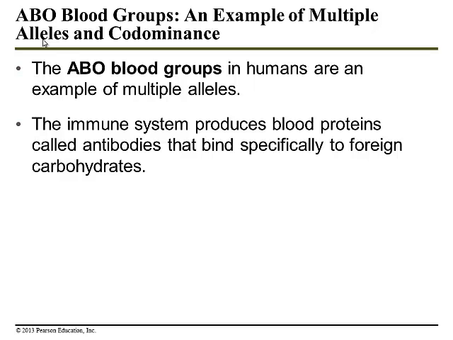Not to make anything even more confusing, but now we're talking about something called multiple alleles and codominance. So black or brown, red or white. Sometimes there's more than 1 or 2 different combinations that you can have. When we talk about your blood type in humans, the ABO blood group is an example of multiple alleles.